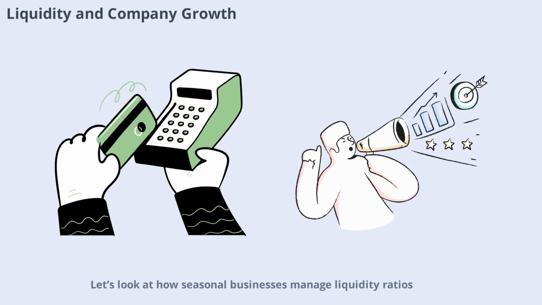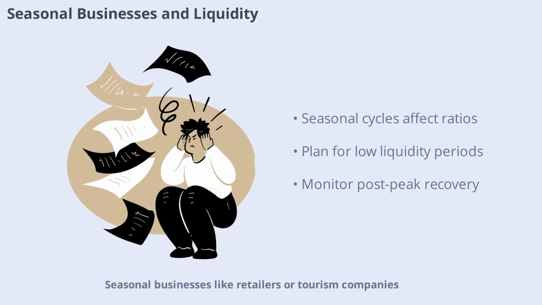Let's look at how seasonal businesses manage liquidity ratios. Seasonal businesses, like retailers or tourism companies, often experience fluctuations in liquidity ratios throughout the year. They may build up inventory before peak seasons, temporarily lowering their quick and cash ratios. After the busy period, ratios typically recover as sales convert inventory to cash. Understanding these cycles helps managers plan ahead and avoid liquidity shortfalls during slow periods.